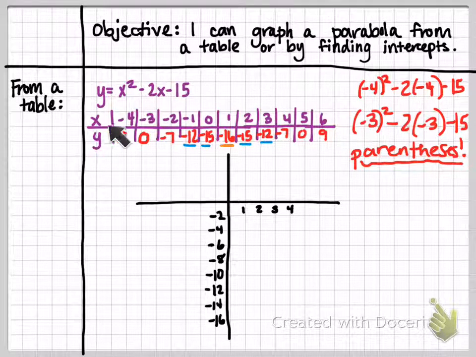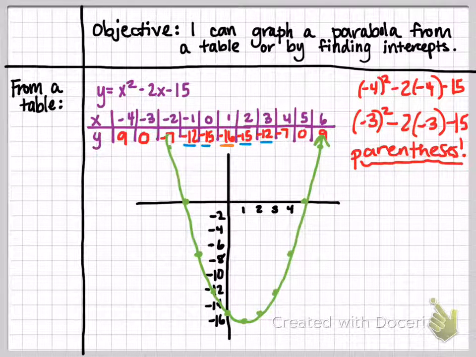So I have a point at -4, 9. I have a point at -3, 0. I have a point at -2, -7. And I'm just going to plot all those points, and that's what you see there. Once you have them all plotted, you're going to connect them with a line, and you should see that U shape. This is a parabola. We've talked about that a couple of times throughout the year, but that U shape, we're going to call it a parabola every time, okay?